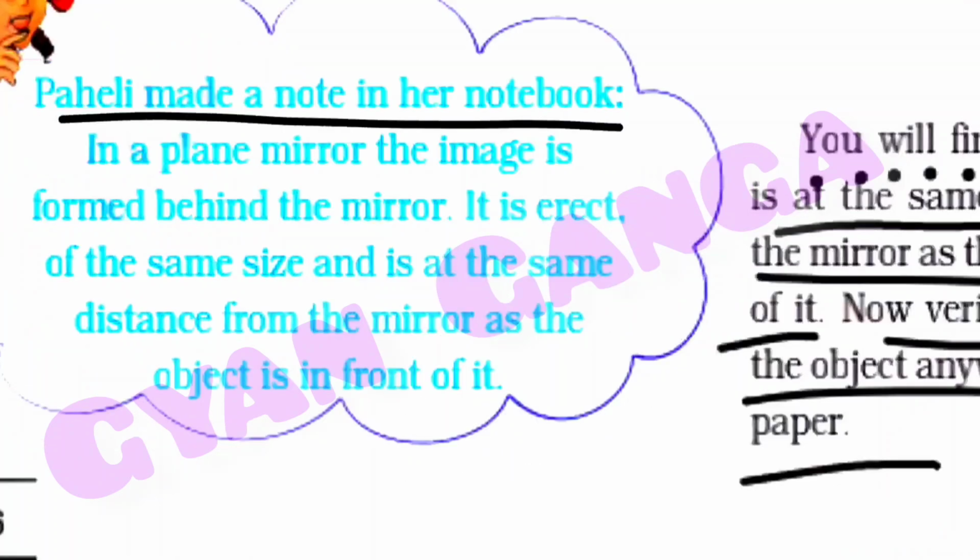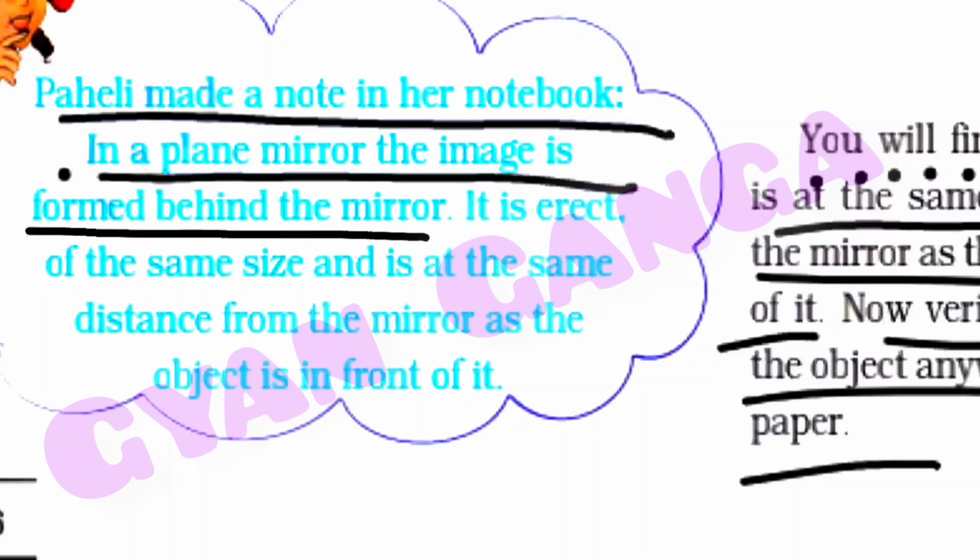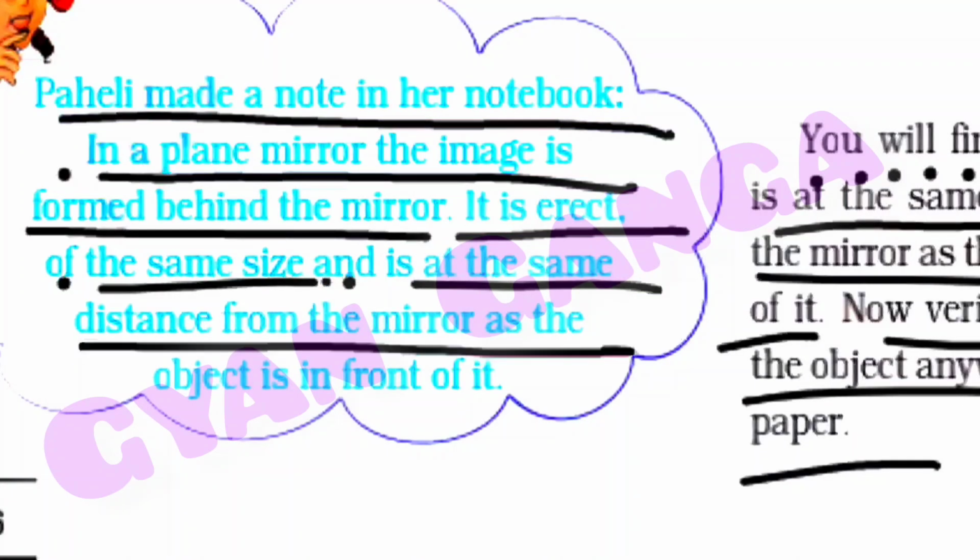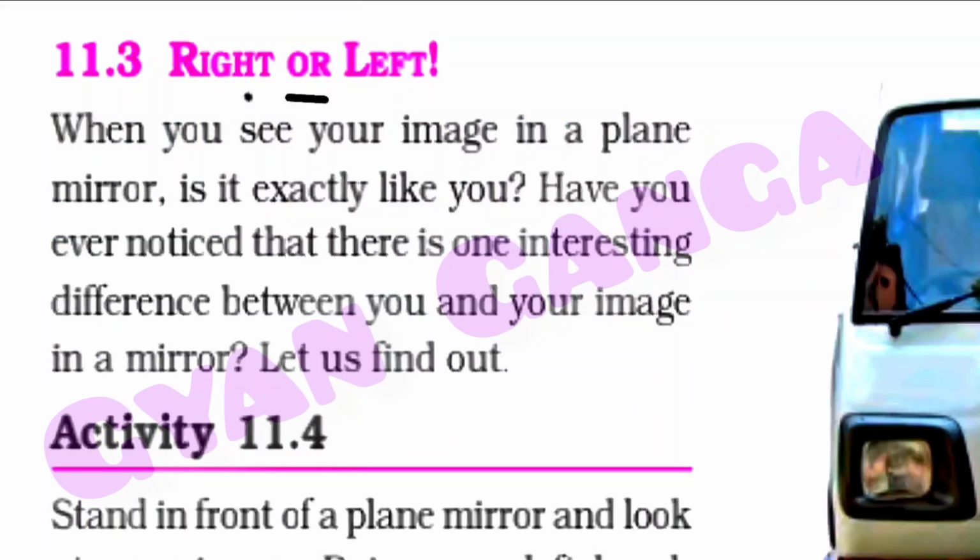Paheli made a note in her notebook: in a plane mirror, the image is formed behind the mirror. It is erect, of the same size, and it is the same distance from the mirror as the object is in front of it. When we see our image in a plane mirror, it is exactly like us.